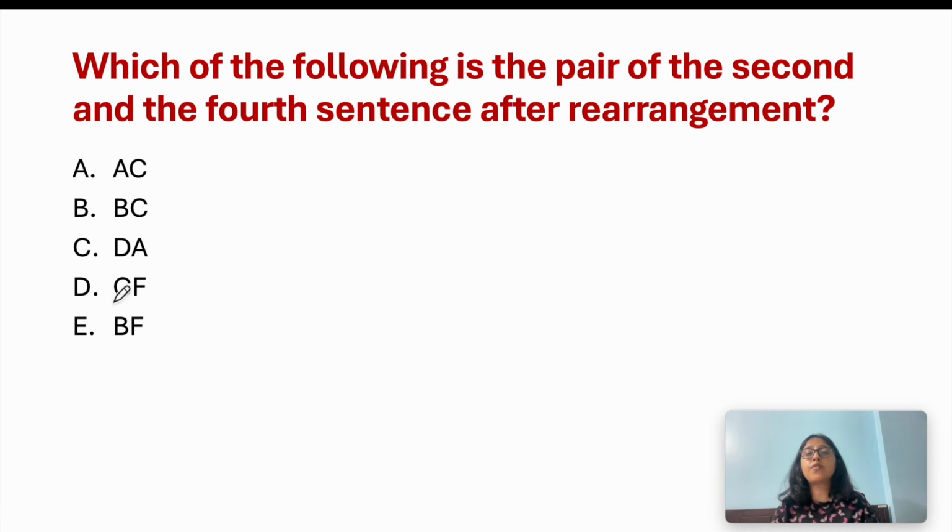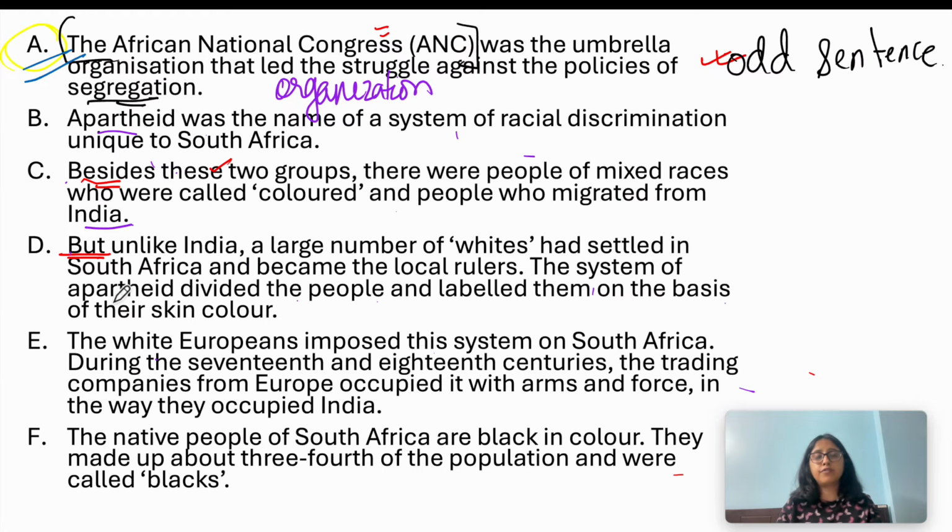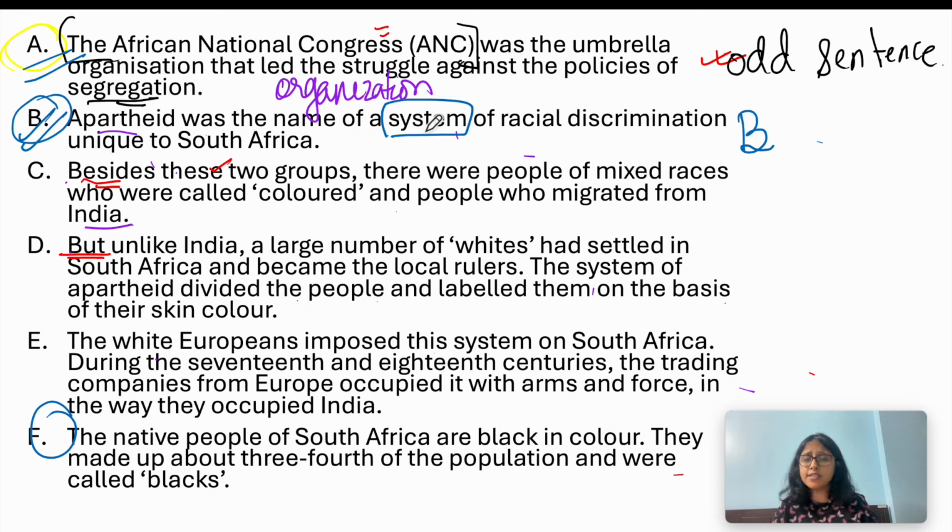Next question, which of the following is the pair of the second and the fourth sentence after rearrangement? So now you need to rearrange the paragraph. So here we know that sentence B and sentence F, these two sentences are independent sentences, okay? But you can see that sentence B here introduces the paragraph by giving the definition of the term apartheid. So sentence B will be the first sentence, okay? Now apartheid is what? This is a system. This is a system, okay?